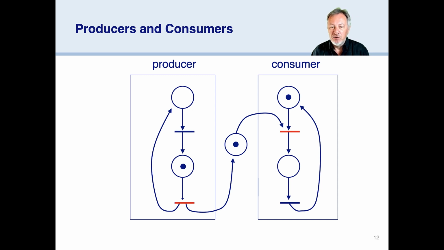Notice that the producer can run ahead of the consumer and produce as many tokens as it likes. The consumer can take its time consuming these tokens at its leisure. But it's never possible for the consumer, of course, to run ahead of the producer. Producer can run ahead of the consumer, but not vice versa.